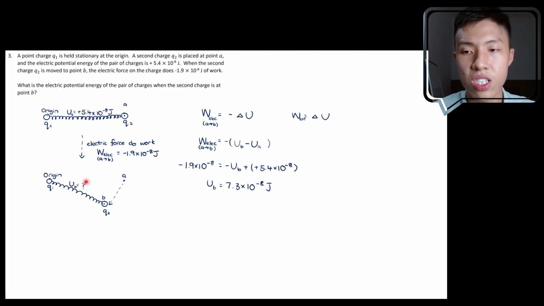electric potential energy. That's why the work done by the electric force is negative, because an increase in electric potential energy is a positive delta U. If it's a positive delta U, it must come with negative work done by the electric force. Delta U is positive, then the work done will be negative if we use this equation. So you see work done is negative here. Okay, so that's how you solve this question.